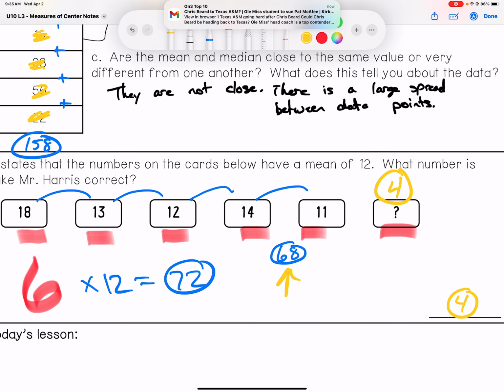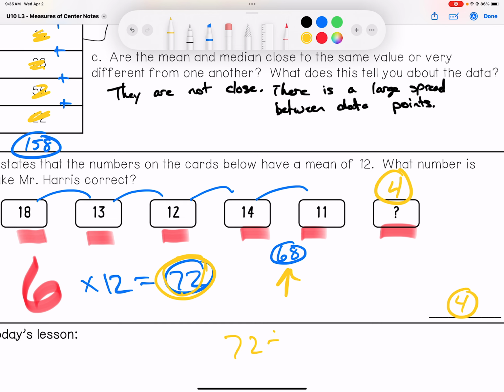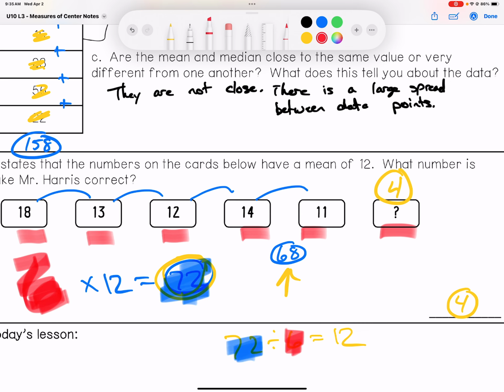Because if they add up to 72, 72 divided by 6, because there's 6 people, is 12. Look at this. It's the same thing. Multiplication is the opposite of division.